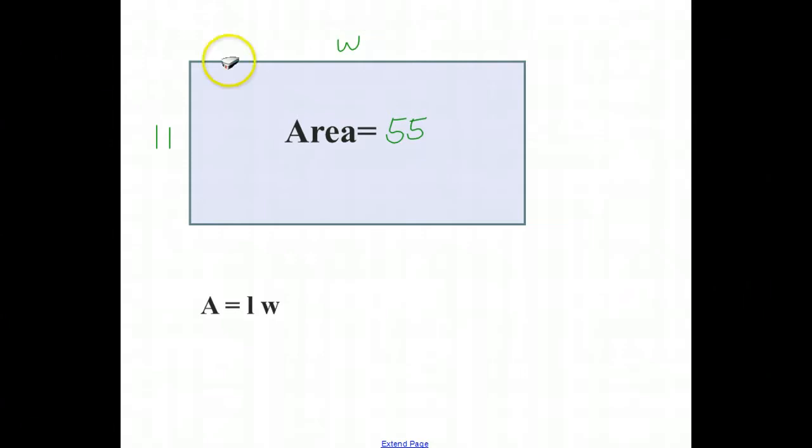Alright, I'm going to change it up one more time. This time I'm going to tell you that the area is 75. Your length is 25. What's your width? I hope everybody got 3.